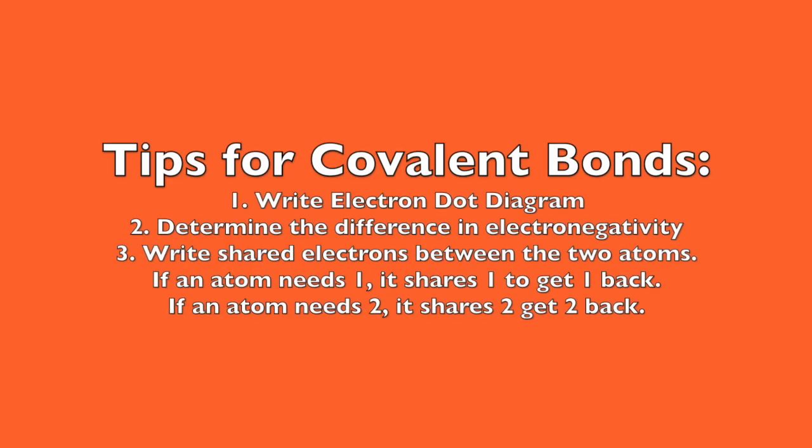Here are some tips for showing covalent bonds. First, write the electron-dot diagram showing the number of valence electrons for each element. You can then determine the difference in electronegativity to figure out if it's an ionic bond or a covalent bond. If it's a covalent bond, whatever the atom needs, that's what it will share to get the same number back.